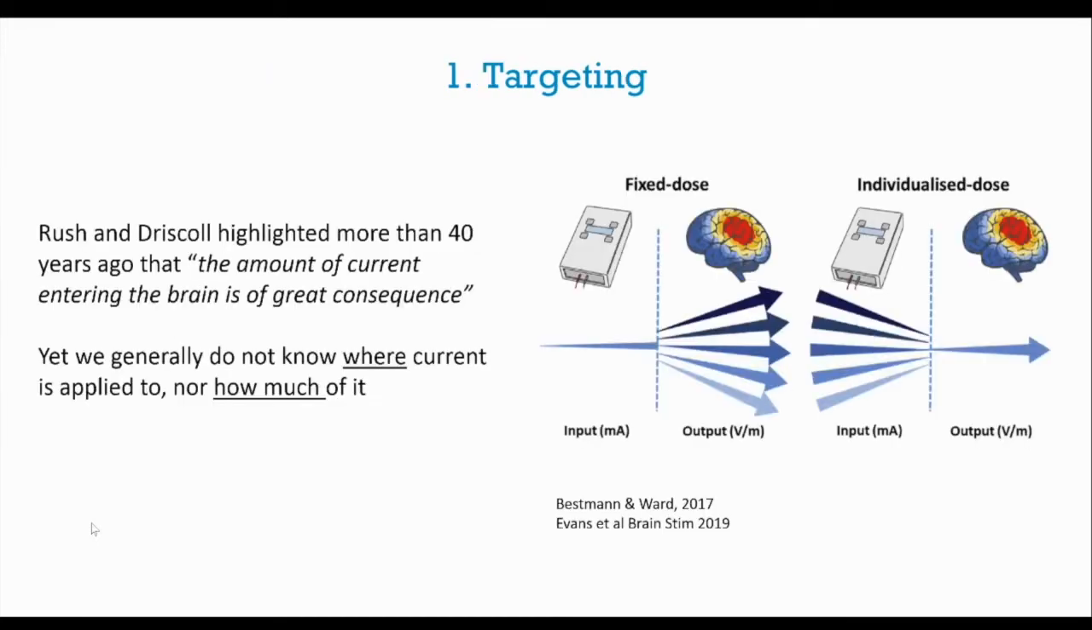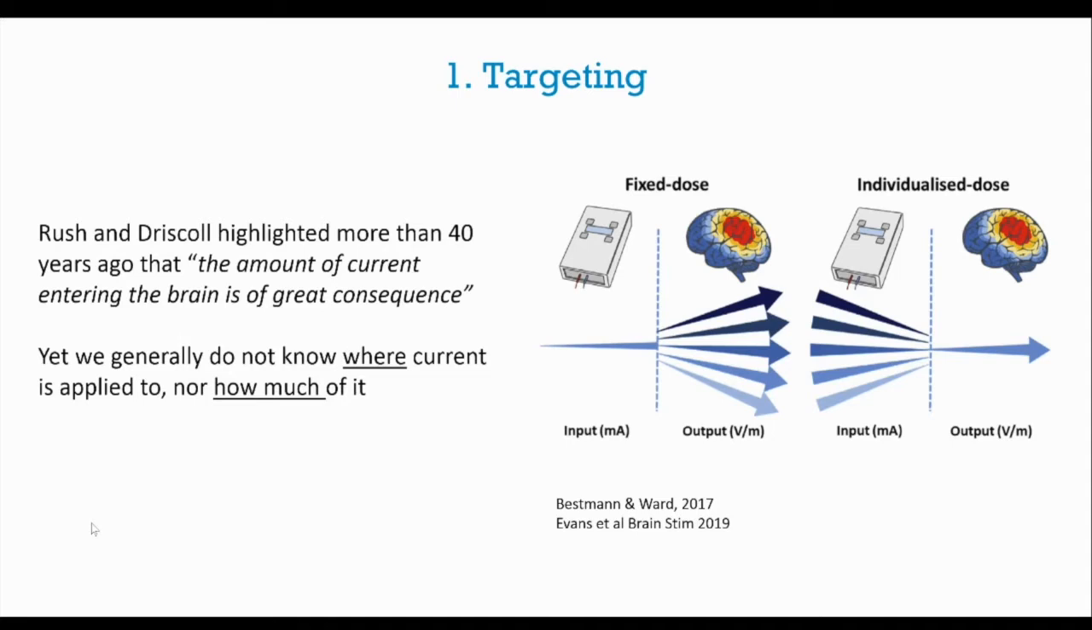So when we think about targeting, it's quite interesting to observe that we generally don't know where we apply the current to and how much of it. That's particularly the case with TDCS. The picture on the right depicts that, where we generally have a fixed stimulator output. We apply that to everybody. We stick electrodes on the head, and we hope that that is eliciting comparable effects, but we don't generally know if we deliver the same amount of current into the brain and don't really know where the current is going to.